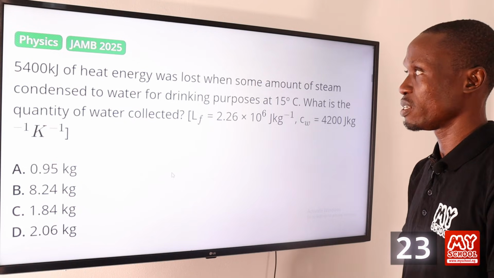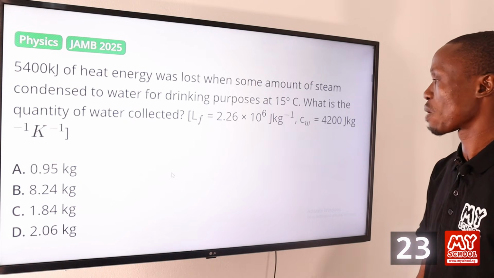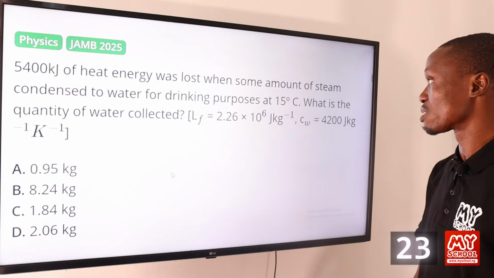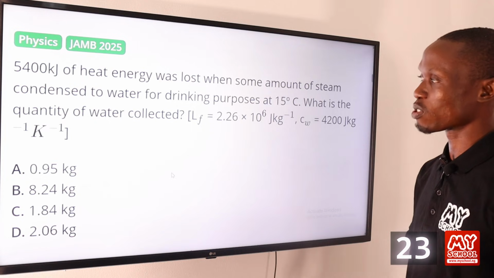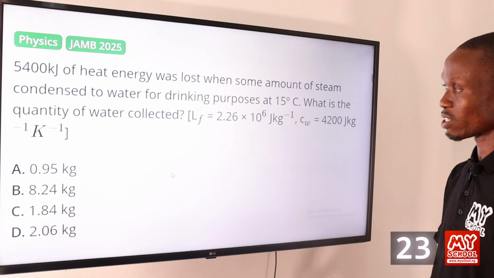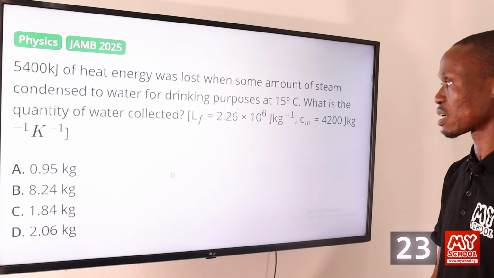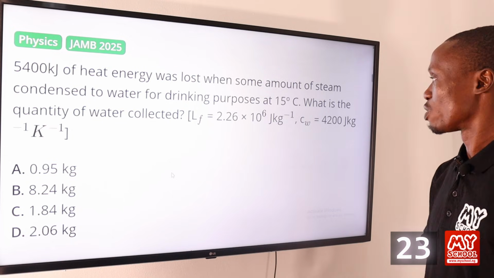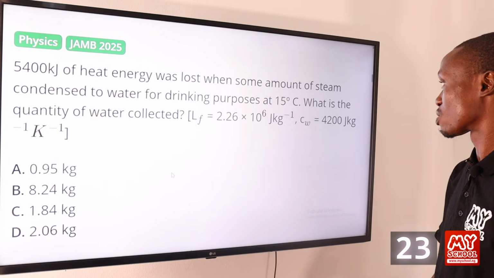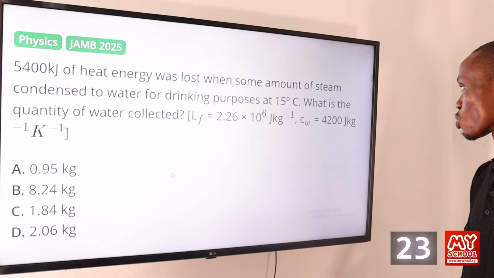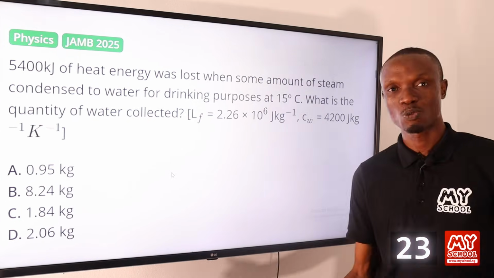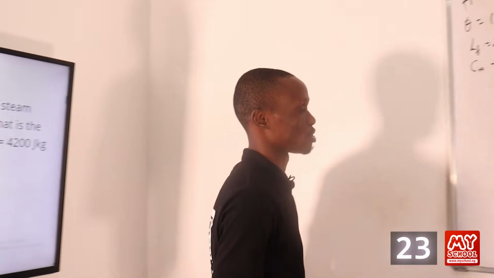5,400 kilojoule of heat energy was lost when some amount of steam condensed to water for drinking purposes at 15 degrees Celsius. What is the quantity of water collected? Latent heat of condensation is equal to 2.26 times 10 raised to power 6 joule per kilogram. The specific heat capacity of water is equal to 4,200 joules per kilogram per Kelvin. Let's move over to the board to provide answer to this question.